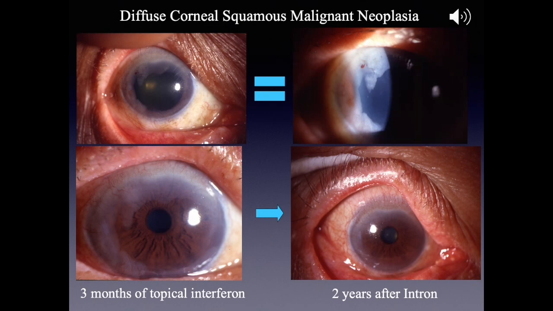In this first case, pre-treatment imaging can be seen at the top and the lower left frame. After 3 months of topical interferon alone, and then 2 years of observation, the patient remains without evidence of active disease.